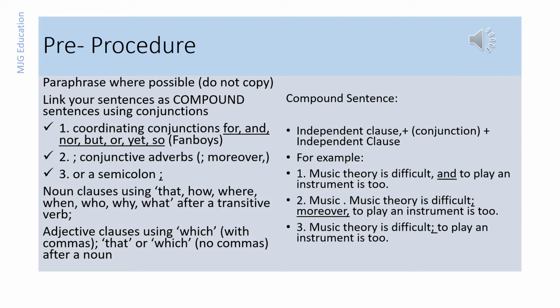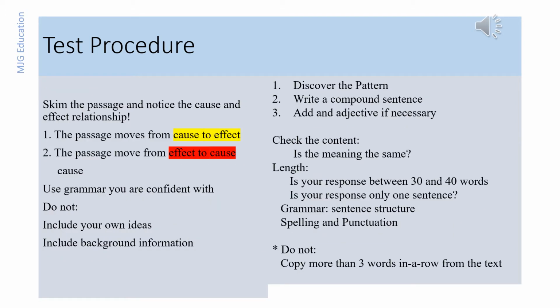Usually the first one is the most common, and it's usually comma and. I make it sound difficult with all this grammar, but it's not that difficult. Actually, I'm going to show you the easiest possible way to nail this and get a 90. This is the procedure you should try. Skim the passage and notice the cause and effect relationship.